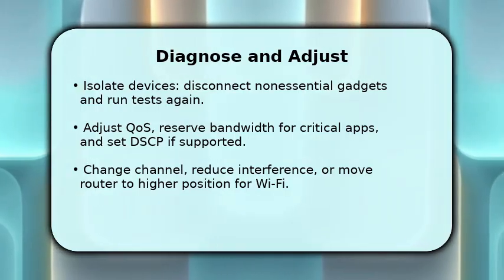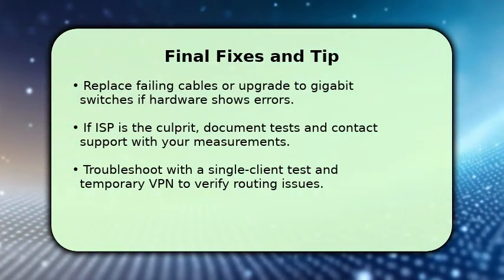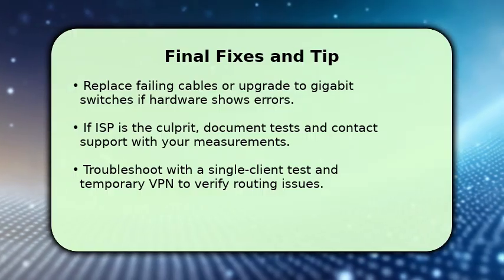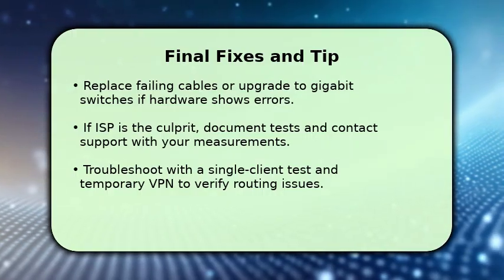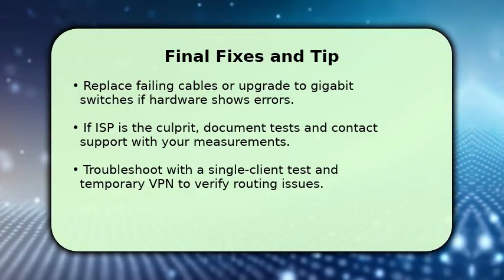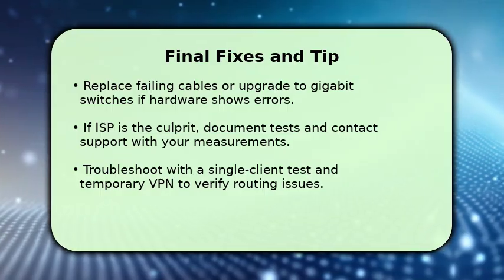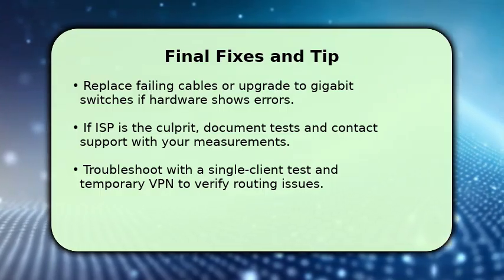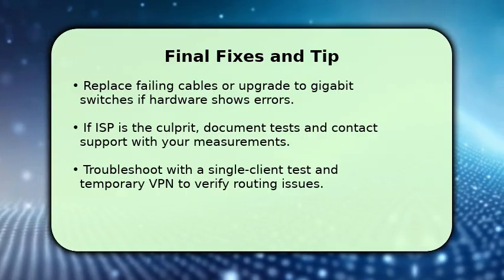Finish by addressing hardware and provider issues. Swap suspect cables, replace old switches, and reboot or factory reset the modem/router if errors persist. If your measurements still show high jitter, contact your ISP with the logs and trace routes you collected. Ask them to check last mile and peering paths.